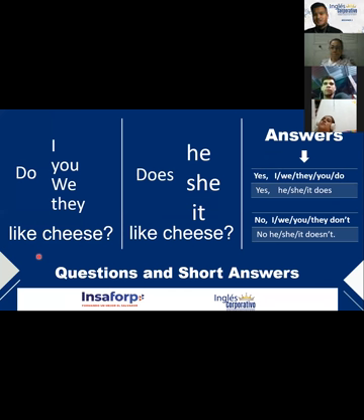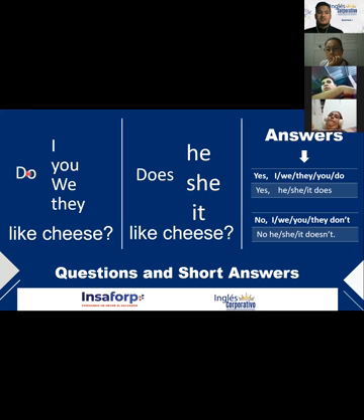Here we have the very general explanation. We have an auxiliary. Tenemos un auxiliar. The auxiliary do is for the pronouns I, you, we, they. For the pronouns he, she, it, we have the auxiliary does. This is going to be at the beginning of the sentence. Al inicio. Never at the end. Nunca después del pronombre. Always before. I'm sorry. Antes del pronombre.